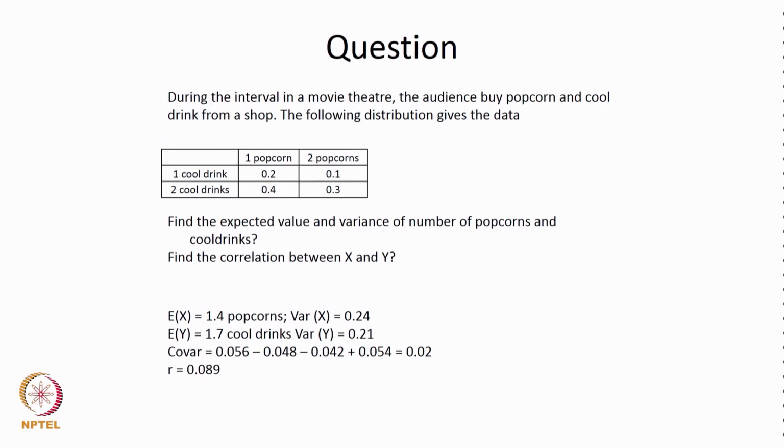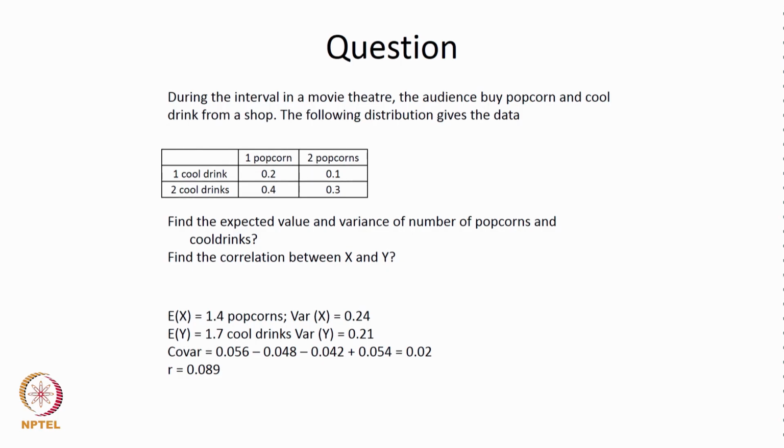Another example, during an interval in a movie theater, the audience buy popcorn and cool drink from a shop. So, the distribution is given. We could assume that they buy 1 cool drink or 2 cool drinks with 1 popcorn or 2 popcorns, distributions are given. So, find the expected value and the variance of the number of popcorns and cool drinks, and find the correlation. Expected value for x is 1.4 popcorn, because 1 into 0.6 plus 2 into 0.4 is 1.4.